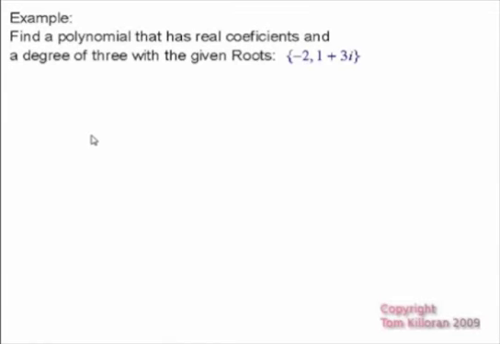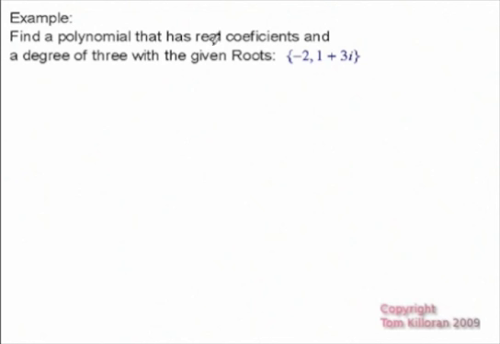This example is taking the possibility of factoring a polynomial and going backwards with it. We're starting here with the roots instead of trying to find them, and we're trying to go backwards to find a possible polynomial, off by maybe a product of a coefficient or a constant. So here we're given that there's two roots, -2 and 1 plus 3i.